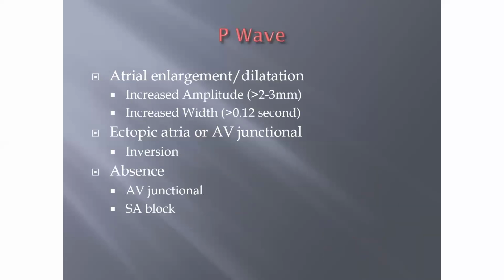An abnormal P wave is seen when you have atrial enlargement or dilatation of the atria. It will be increased in amplitude to more than 2 to 3 millimeters, and increased in width, more than 0.12 seconds. It could be an ectopic atrial or AV junctional rhythm. It could be inverted, or absent if you have AV junctional rhythm or the SA node is blocked.